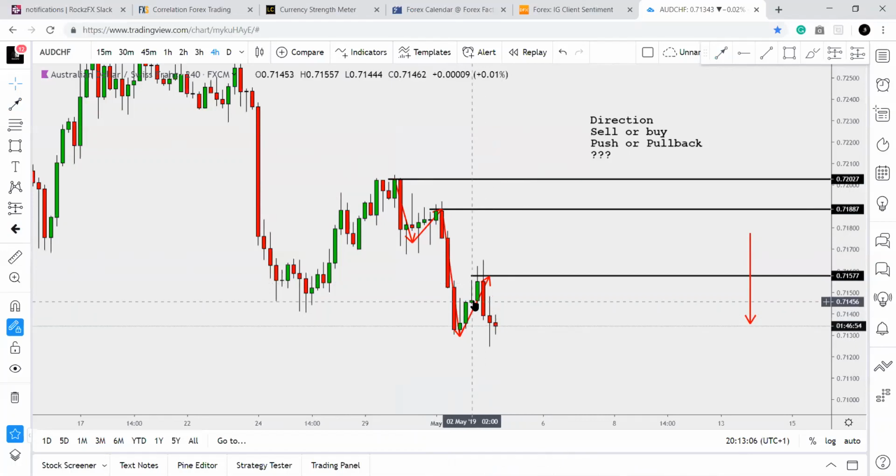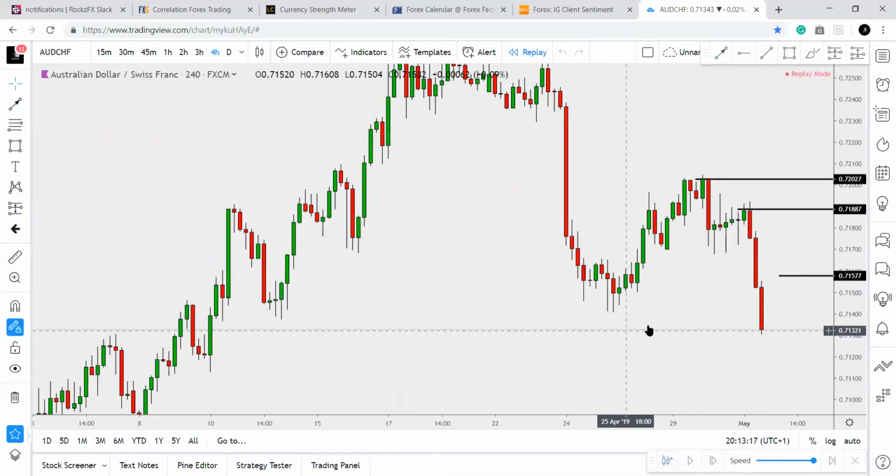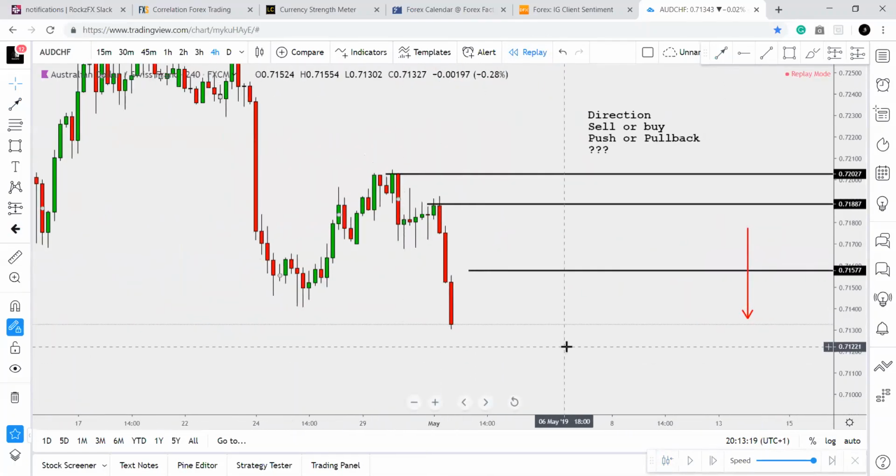It might make a pullback to the resistance for a double bottom and then push back, or it could break the support and then make one more resistance and then push it towards down. Very good. So let me ask you this question now.